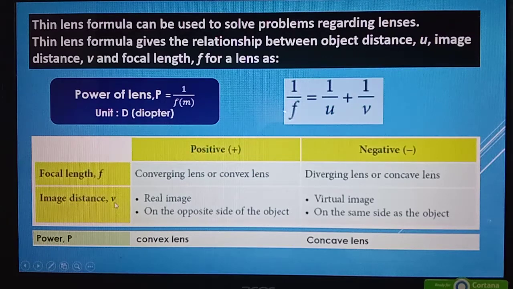Image distance V: for a real image, the value of V is positive. For a virtual image, the value of V is negative. Same thing for the power. For a convex lens, the power is positive. For a concave lens, the power is negative. Because when you use this lens equation, you need to take this into account. If not, you will get a different or wrong answer.